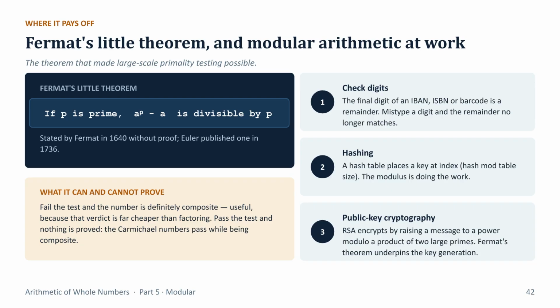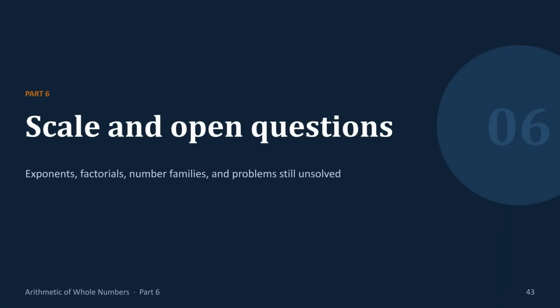Fermat's little theorem is a cornerstone of modern digital security. It provides a simple test to identify composite numbers by checking if a congruence holds. While it cannot prove primality with total certainty, it is fast enough to handle massive numbers in RSA encryption. We reach Part 6. Here, we examine the behavior of whole numbers at extreme scales. We look at exponential growth, factorials, and the beautiful, simple patterns that hide some of the deepest unsolved mysteries in mathematics.